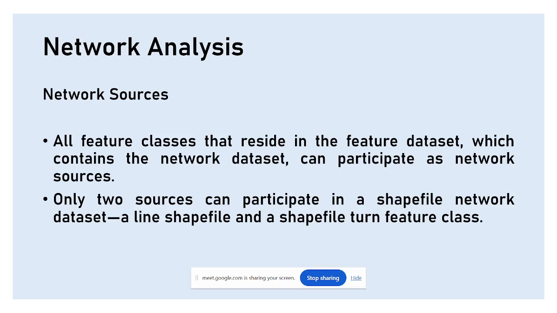Then all feature classes that reside in the feature dataset, which contains the network dataset, can participate as network sources. Whatever feature classes are present, because we are talking about edges mainly, it can be, as I said, streets, roadways, the rail network, bus route, pipeline, whatever it is. They can all participate as network sources. Only two sources can participate in a shapefile network dataset, like a line shapefile and a shapefile turned feature class.